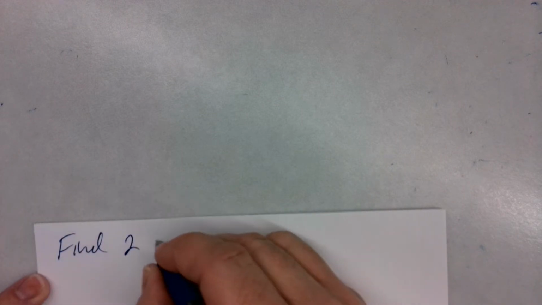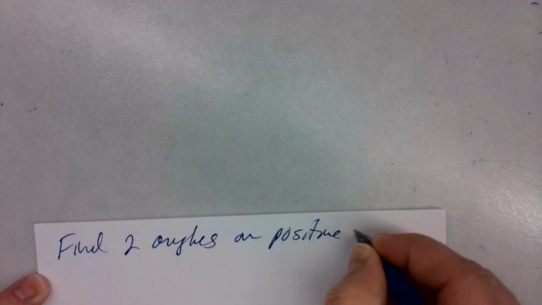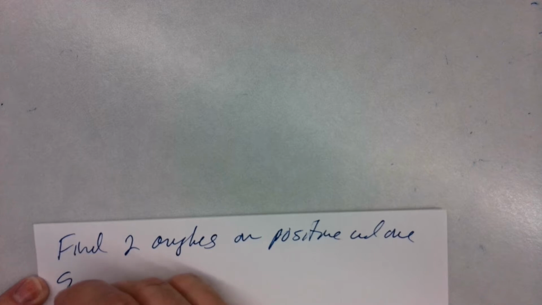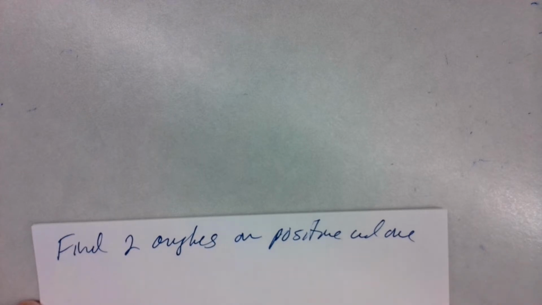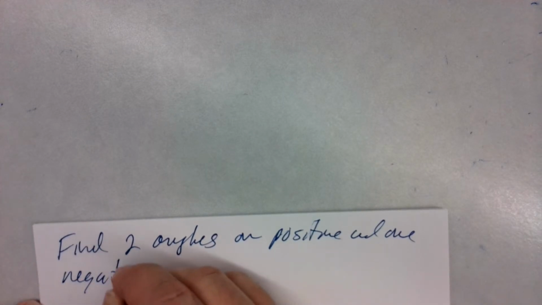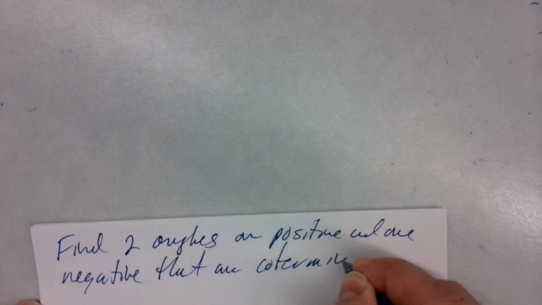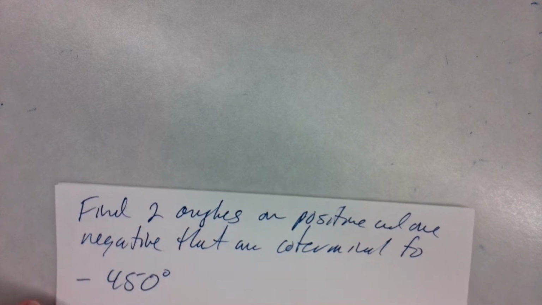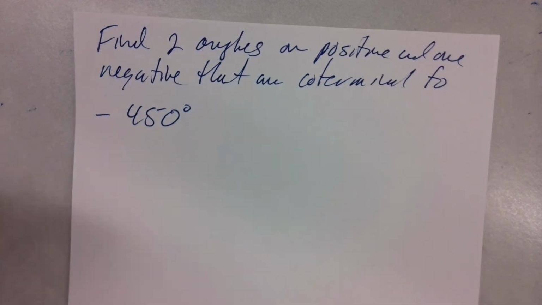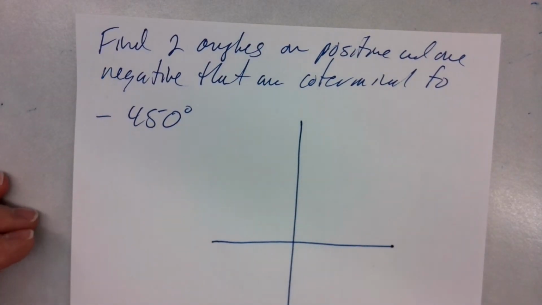Let's say, same idea, find two angles, one positive and one negative, that are coterminal to negative 450 degrees. Okay? So again, I'm going to find where negative 450 is at. Anybody know?